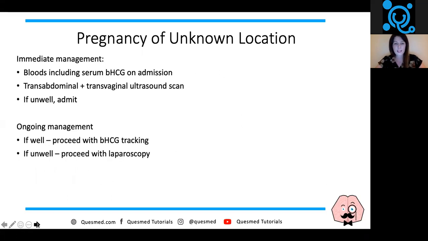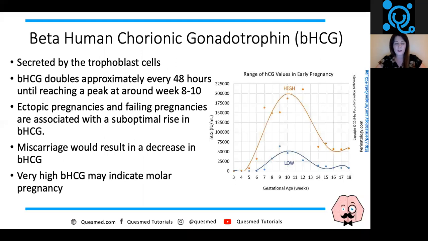When a patient presents with a pregnancy of unknown location, you should take bloods, including a haemoglobin, group and save, and a beta HCG level. And you should arrange for a transvaginal or a transabdominal ultrasound scan, because we want to find out where this pregnancy is. If these patients are unwell, you must admit them. Ongoing management: if the patient is well, we can proceed with HCG tracking. And if they're unwell, if they're septic or hypotensive, we normally just proceed straight to theatre for a diagnostic laparoscopy.